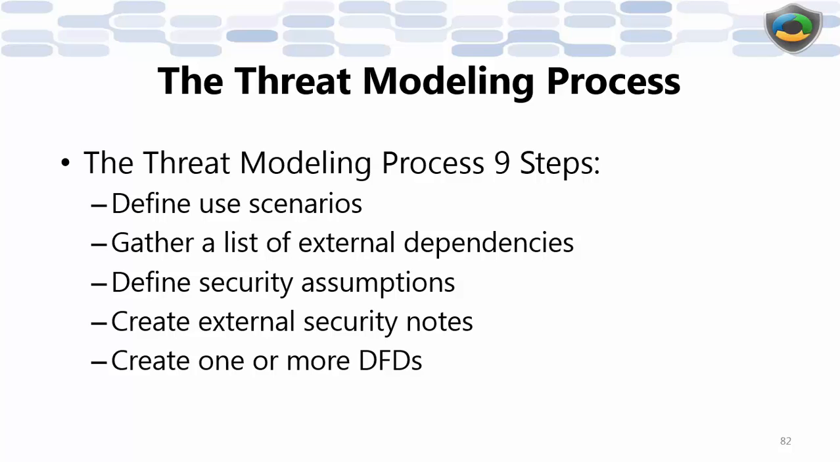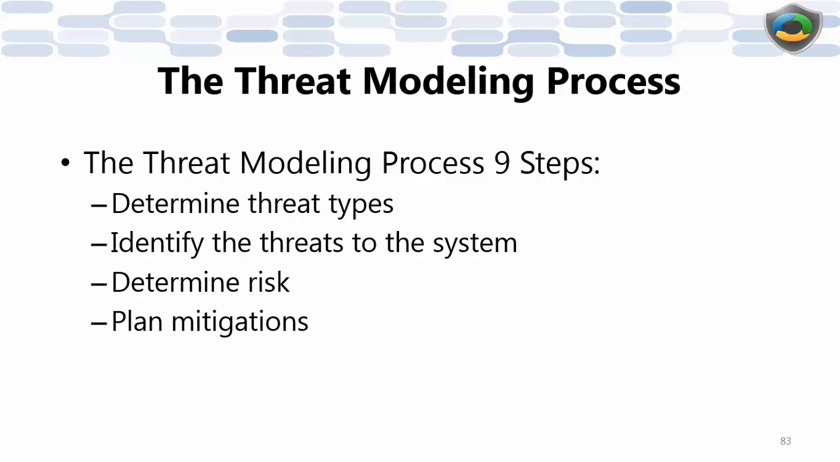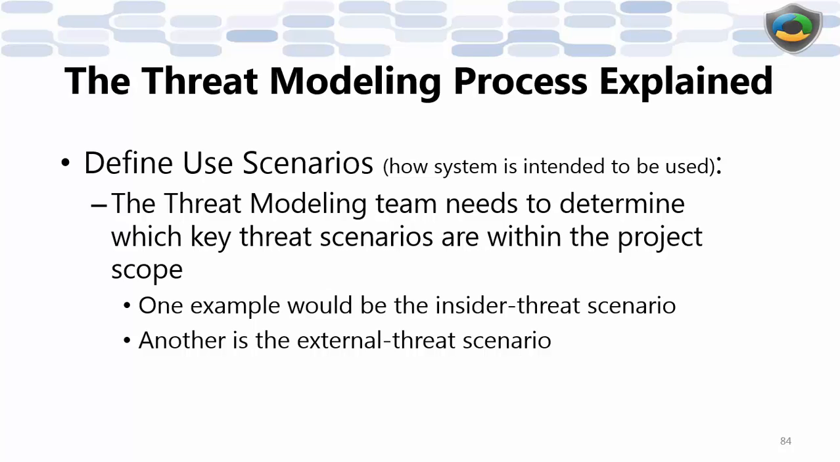So we mentioned this before. This is the 9-step process, which pretty much takes up most of the rest of the slides here. We'll talk about defining use scenarios, gathering a list of external dependencies, defining security assumptions, creating external security notes, creating one or more DFDs, determining threats to the system, threat types, identifying the threats, determining the risk, and planning your mitigation. So again, use scenarios, as it says.